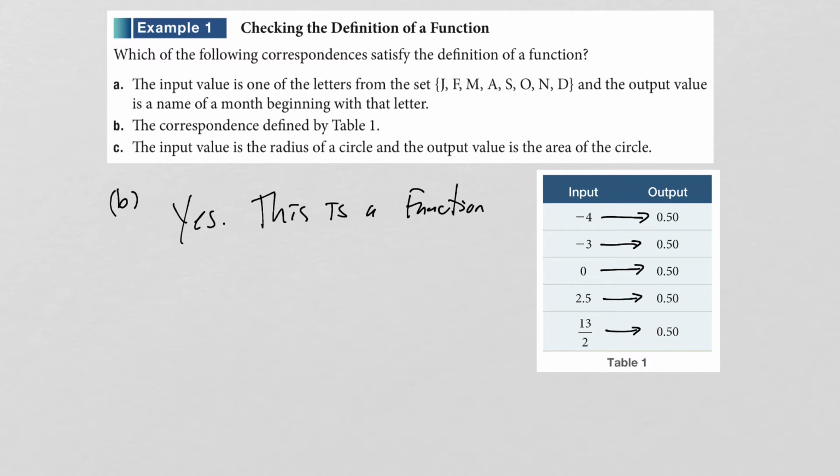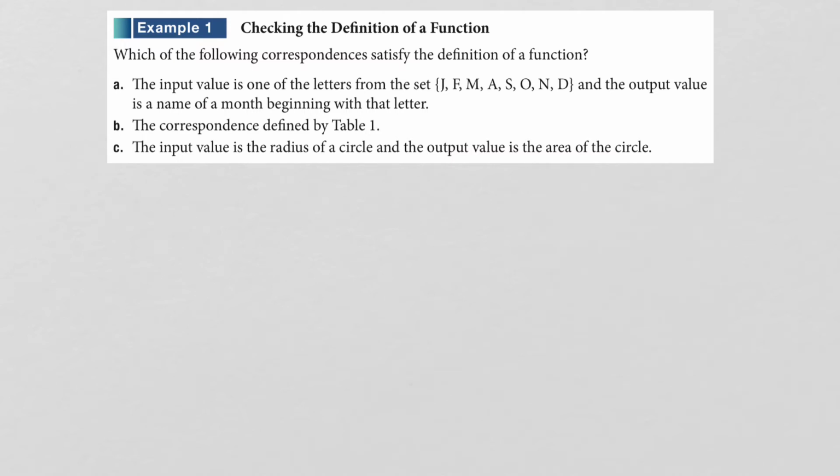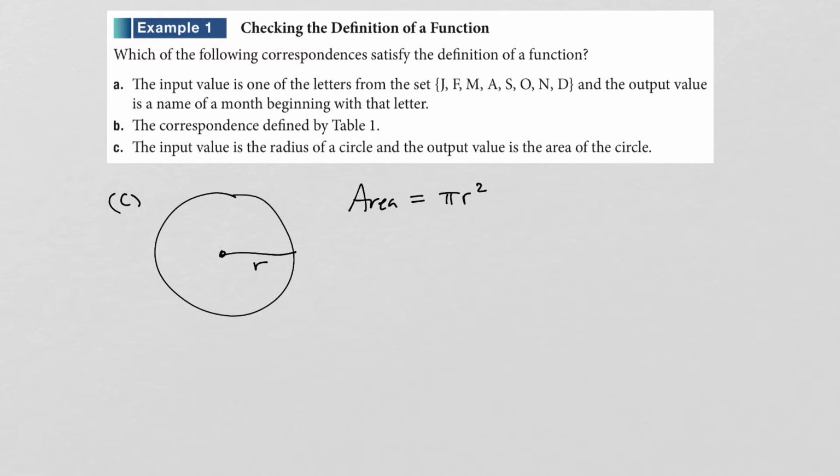Let's take a look at the third one. In the third one here, it says the input value is the radius of the circle and the output value is the area of the circle. So let's think about circles. If I have a circle like this and the radius is some value r, let's say, we should all know that the area of a circle is pi times the radius squared, right? It's a very common formula from geometry.